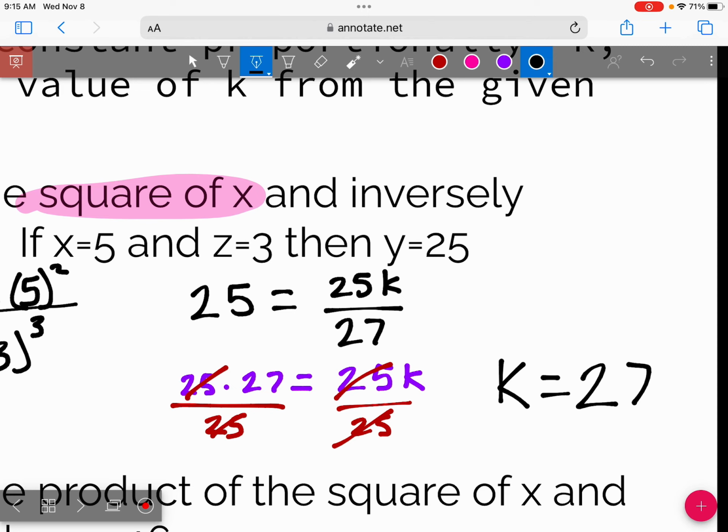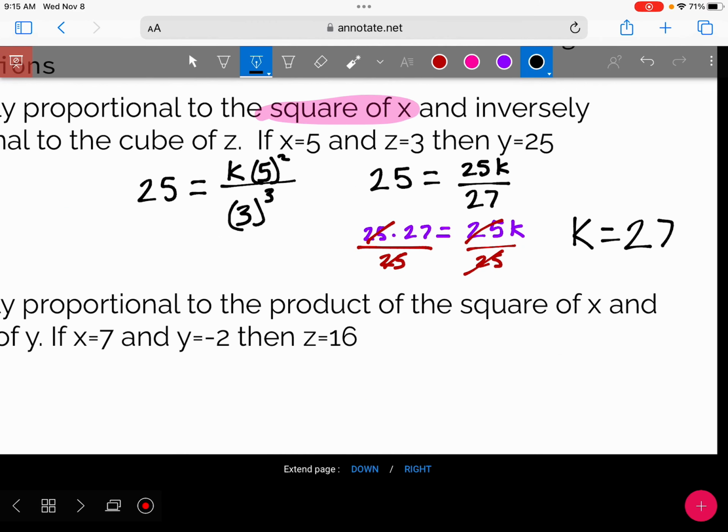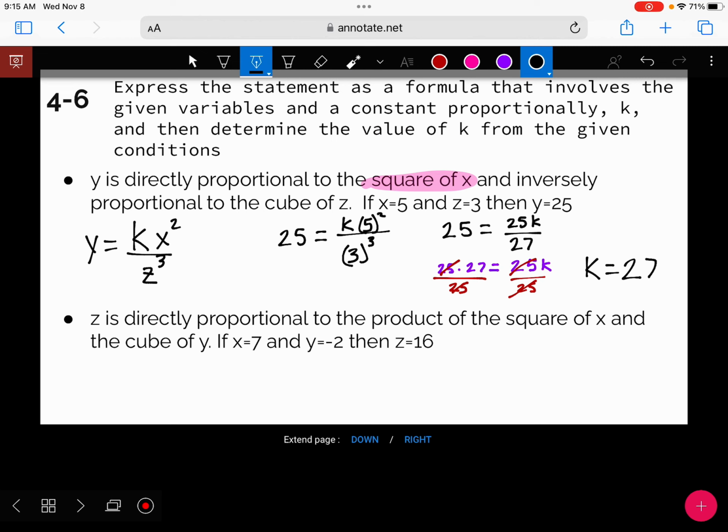Okay. Again, not super complicated. Just obnoxious levels of wording. The math itself is not complicated. It's the words that are the problem in this one. Okay? So here we've changed it up a little bit. Z is directly proportional to the product of the square of x and the cube of y. So again, they've overcomplicated our words.